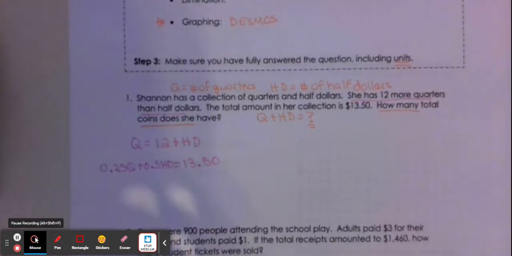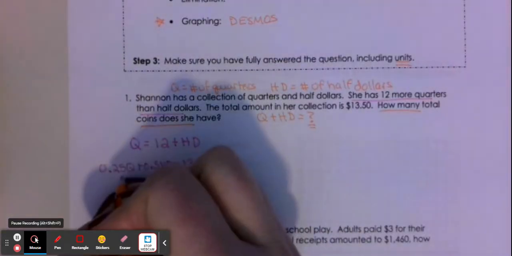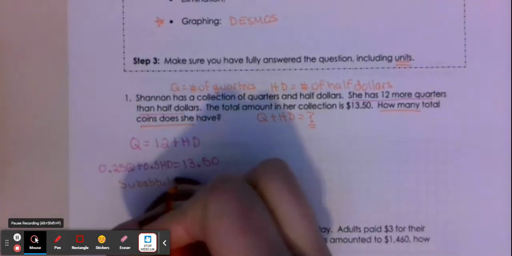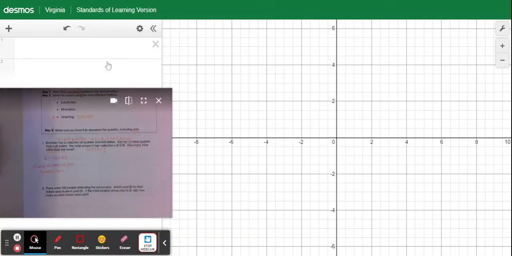First thing, if I were to solve this the normal way, because I have one of my variables isolated, substitution would be the way I would go if I wanted to solve this algebraically. Again, I'm not going to solve this algebraically right now, so let me just pause and get out of this full screen. Okay, I'm back. I'm going to use Desmos to find my solution.